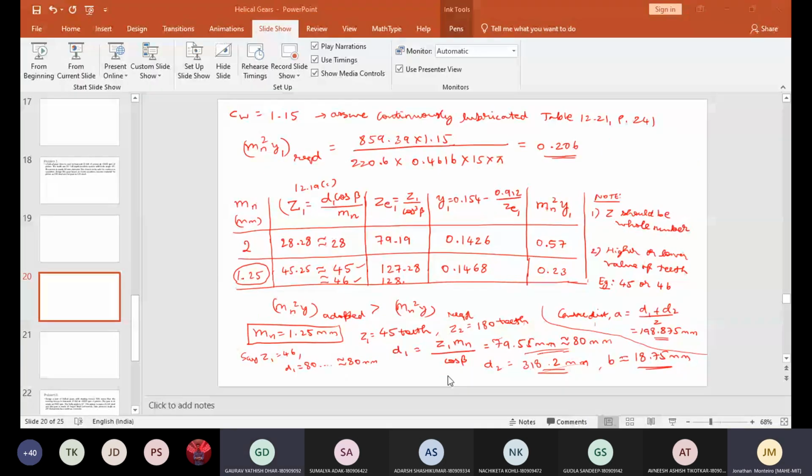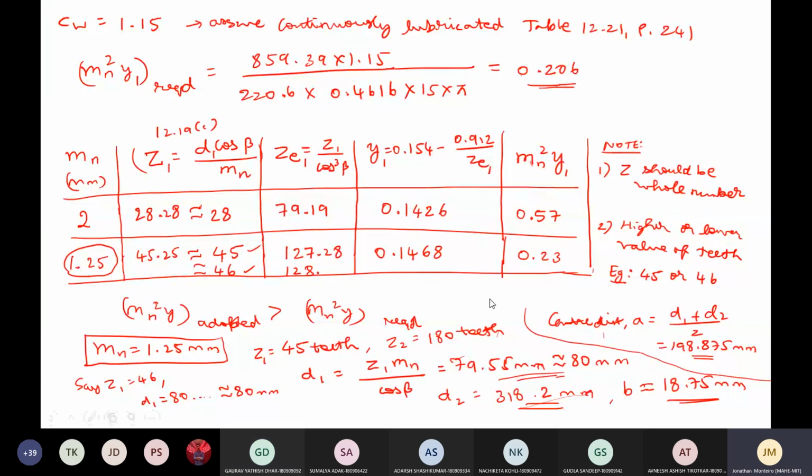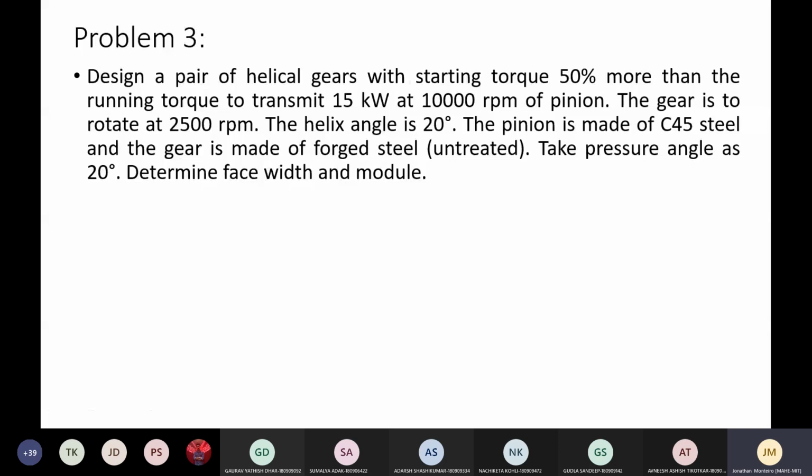For 46, it is 81.317. Okay, so that also is approximately equal to 80, so you can take that value also. But anyway, with 45 also, your mn square y is getting satisfied, so that is why we need not go for any higher number. Okay, so let us move on to the third problem here.